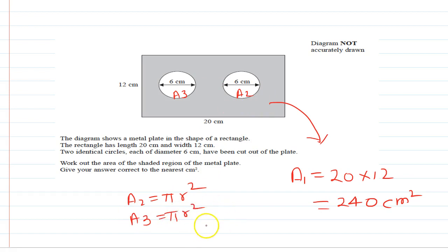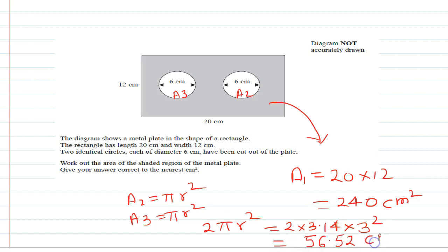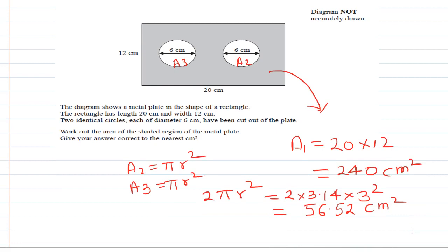So pi r square becomes 2 pi r square. So pi is 3.14, and here diameter is 6 and radius will be 3. So it will be 3 square. So let's put this value in a calculator. So 2 times 3.14 times 3 square, which is 9. So if you put it, it comes 56.52. Yeah, so it comes 56.52 centimeter square. So circle area is 56.52 centimeter square.